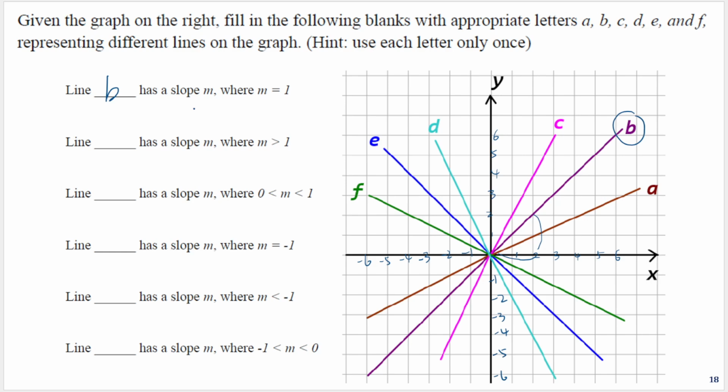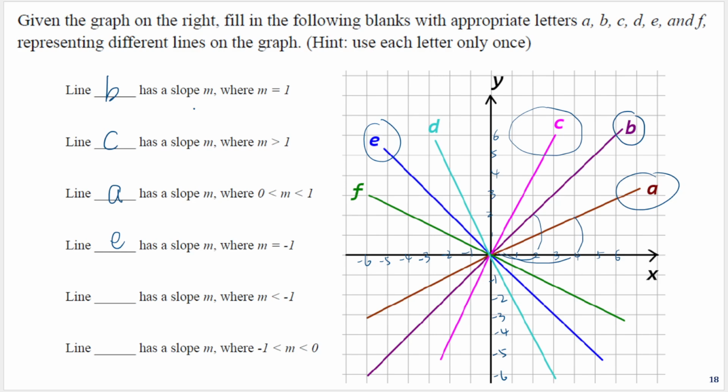Which line has slope that is greater than 1? So any line in that region has slope greater than 1, right? So C is here. And which line has slope between 0 and 1? We know any line in this region has slope between 0 and 1, because in that case, your delta y is always less than delta x, and both of them are positive, right? So A is here. And this line here has slope -1, so we put letter E here.